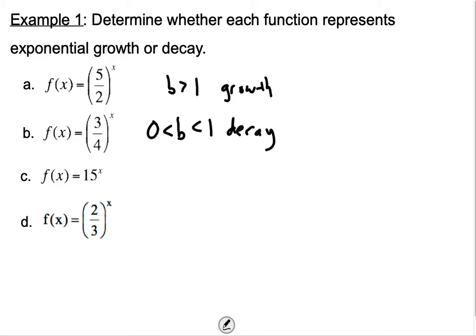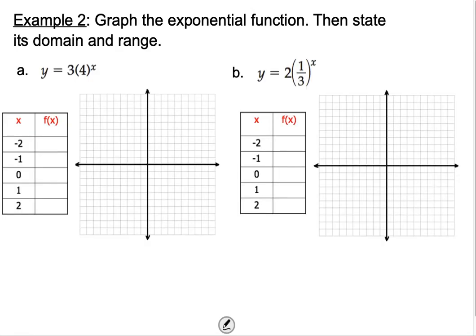Again, you could graph out y equals 15 to the x, b is greater than 1, so it's considered a growth graph. Then our other one here, our b value is 2/3, which is 0.666666, and that is a value somewhere between 0 and 1. So that is considered a decay graph as well. Again, you could have plotted that out on your graphing calculator as well.